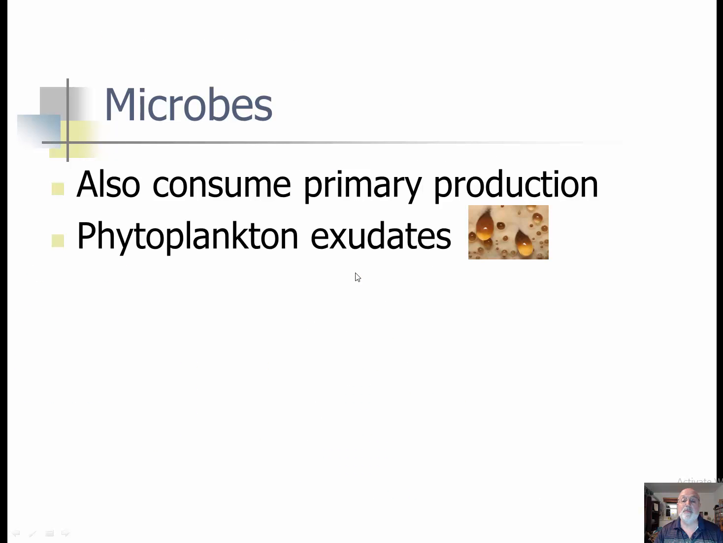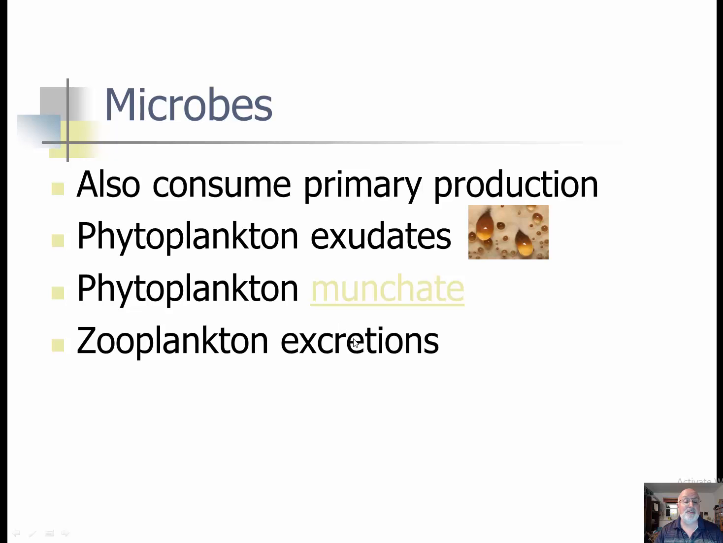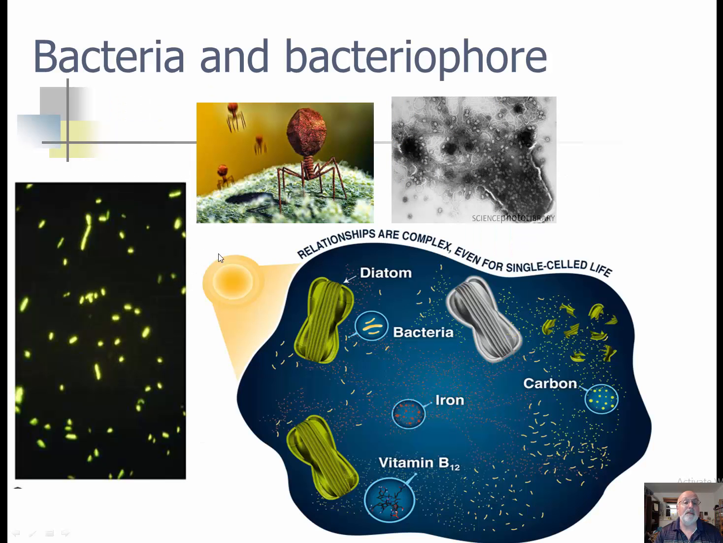Microbes also consume primary production. Phytoplankton actually will give off liquids. Plankton can be eaten by zooplankton for munchates. Zooplankton excretions can go through, and cyanobacteria, the blue-green algae, all producing material for small creatures. Viruses, same thing, and viruses and parasitic critters can do the same with all that. Bacteria can actually go through and decompose matter, breaking it down, releasing iron, vitamins, carbon, nitrogen, oxygen, other things to the environment.